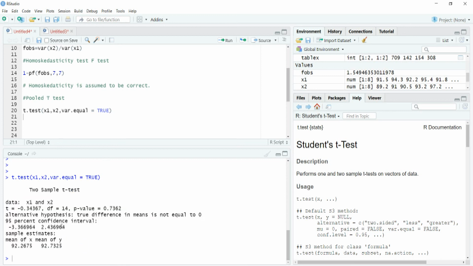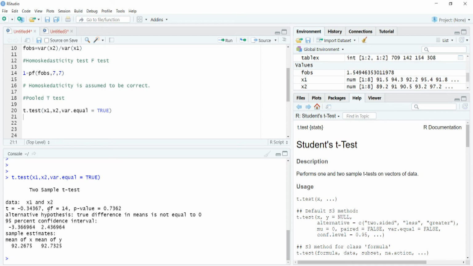You can see that data x1 and x2 has been inputted, and we get the p-value as 0.7362. Hence we cannot reject the null hypothesis, and therefore the two sample means are assumed to be the same. We have no evidence against the assumption of the two population means being the same.